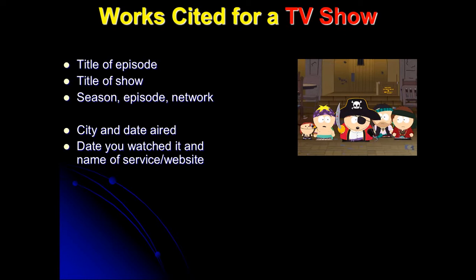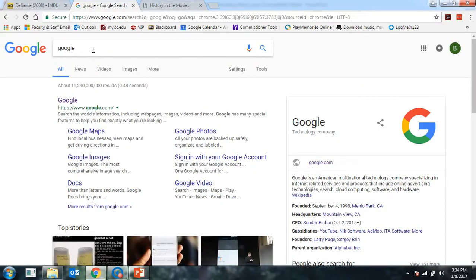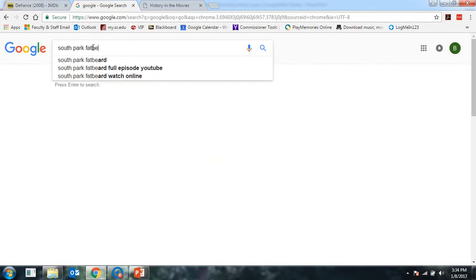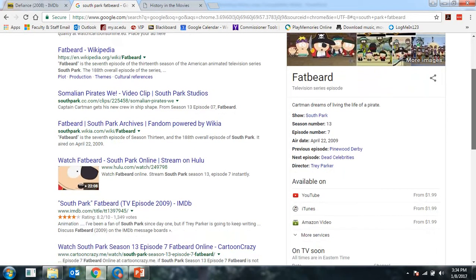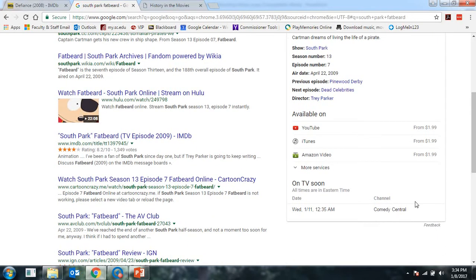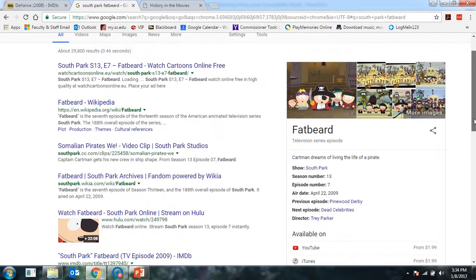So again, how do we find this information? Sometimes you can find it on IMDb. Other times you can find it just by Googling it. So just to show you with this example, if we put in South Park, Fatbeard is the name of our episode. Over here it gives us the basic information. So here's the show, the season it was in, the episode it was, the original air date. I'm not seeing the network, but if you didn't know what the network was, oh, here it is down here, Comedy Central. So it's got all of that information included right here.